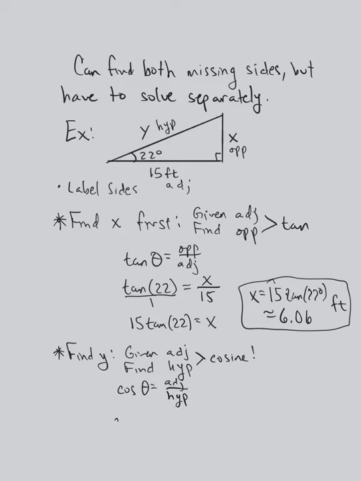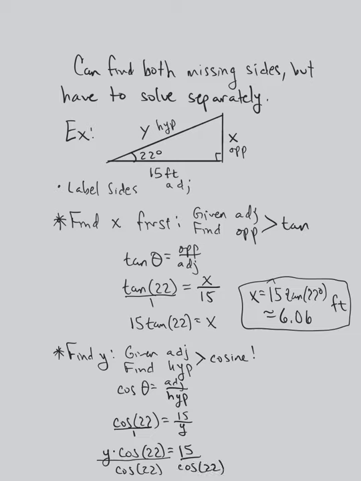And so we have the cosine, our angle is 22 degrees, the adjacent is 15, and the hypotenuse is y. We write that over 1. So when I equate my cross products, I get y times the cosine of 22 is equal to 15 times 1, which is just 15. And remember, to solve for y now, I would divide both sides by the cosine of 22.